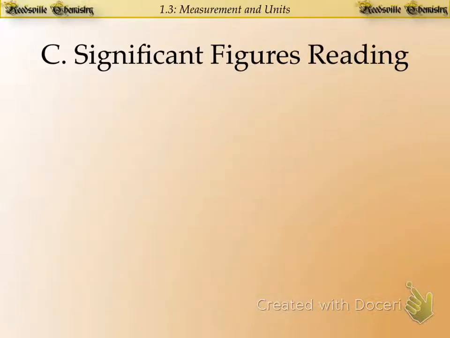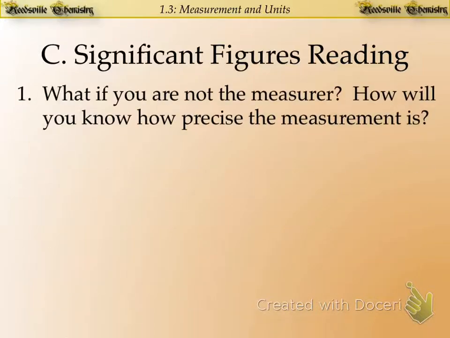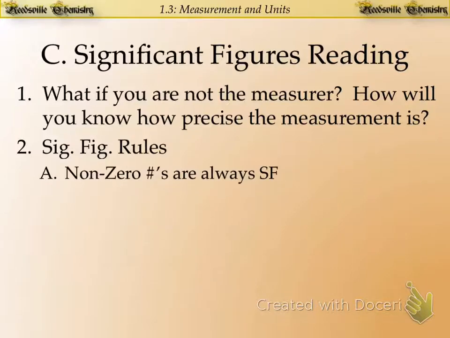But what if we're not the one doing the measuring? What if we're the one that's reading the results from somebody else's lab? So how will you know how precise the measurements are? Well, you have to be able to track significant figures, and there are some rules that we have to follow to figure out what numbers are significant and what numbers are essentially estimated. And there's 4 main rules. Rule number 1, non-zero numbers are always significant.